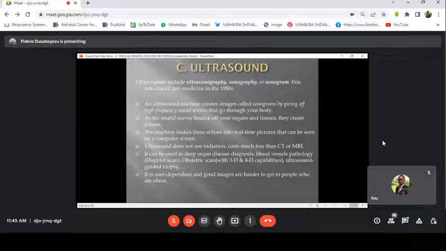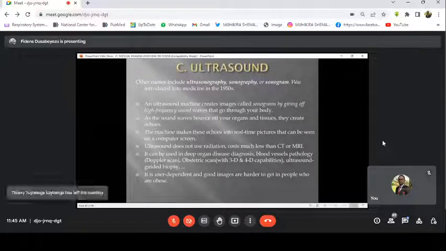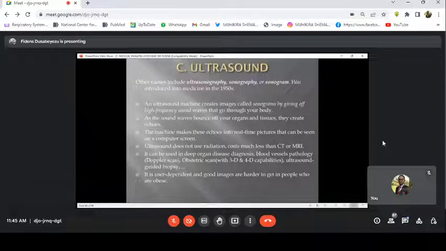Okay. Another modality is ultrasound. I told you, ultrasound doesn't use ionizing radiation, X-rays. It uses what you call sound waves. People call it ultrasonography, others sonography, others sonogram. Those are the names you can use. It was discovered in 1950, long ago.